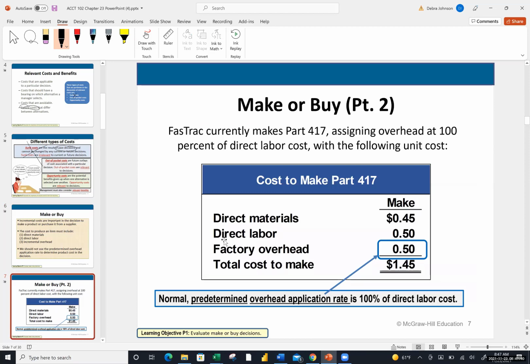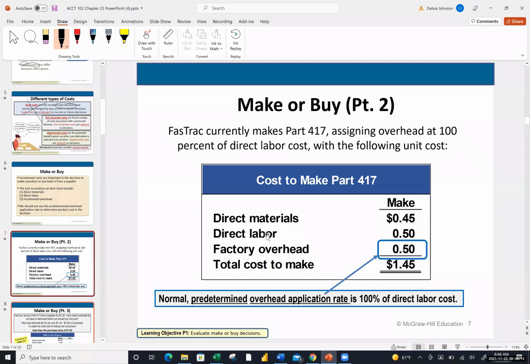Okay, so here's their example of a make or buy. It says that they currently make part 417. They assign labor at 100% of the direct labor costs. So here's what they would be taking a look at if they were looking at this true GAAP basis. They make this part for $1.45. You'll notice that they are using that 100% of direct labor cost allocation. That means labor and overhead are equal.